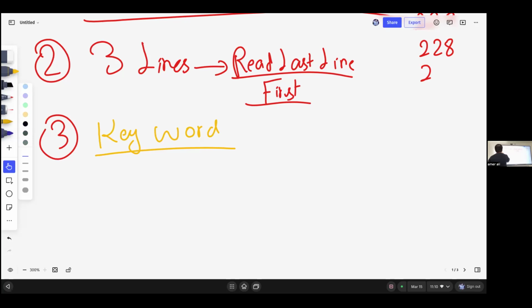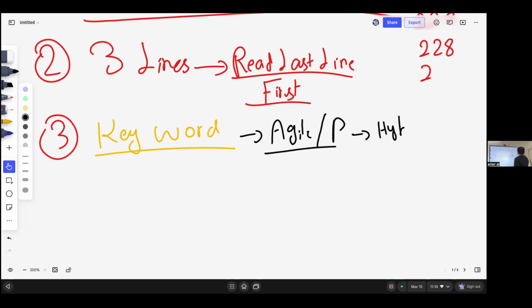It is practically impossible that we are unable to find it, because the question will have something. The question will tell you itself: is it an agile question or a predictive question, or is it a hybrid question? The question will tell you what you should do, what the problem is. But please note that if you don't slow down, you cannot identify the keywords.